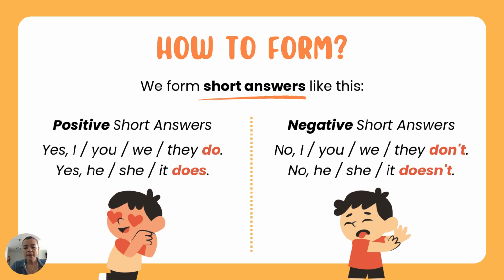Now, what happens when you have WH questions? When you have, for example, what, where, when, or how, whatever, those WH questions are going to be put at the beginning of your expression. So you are going to say, where do you work? Where does she live? When does he come? Or stuff like that.